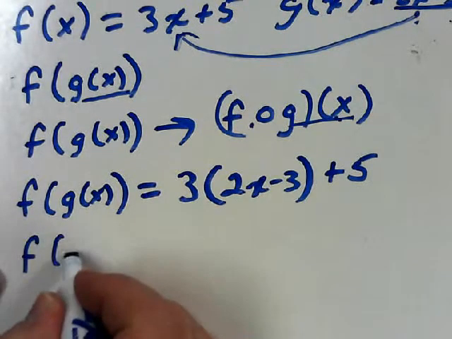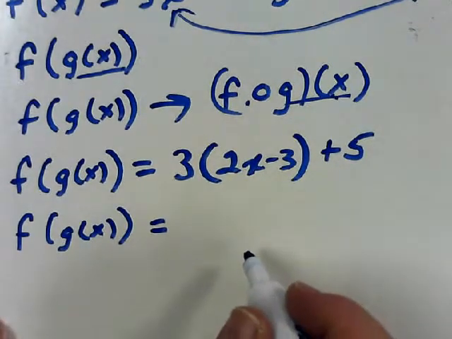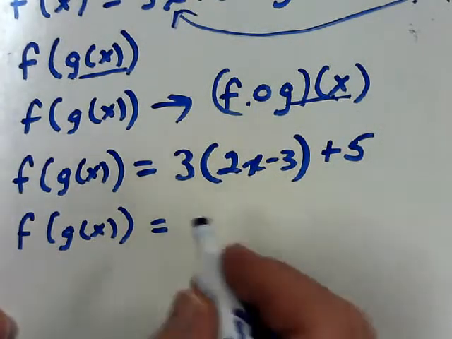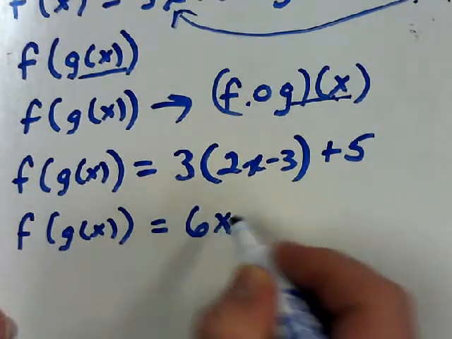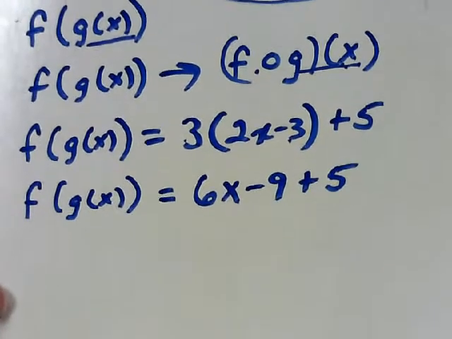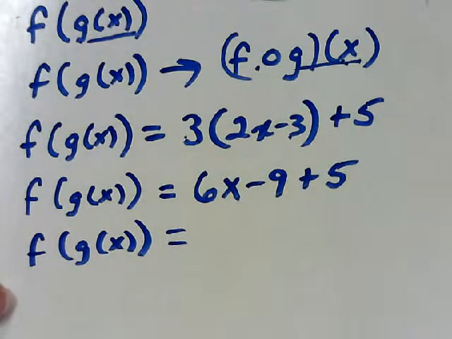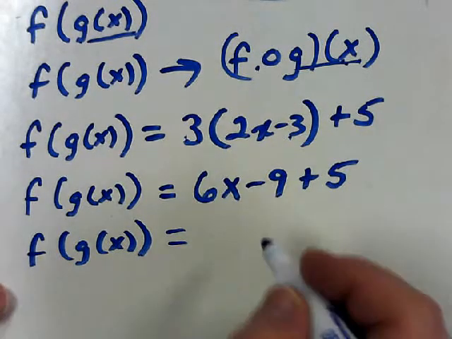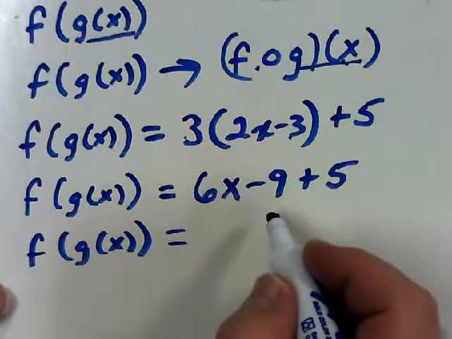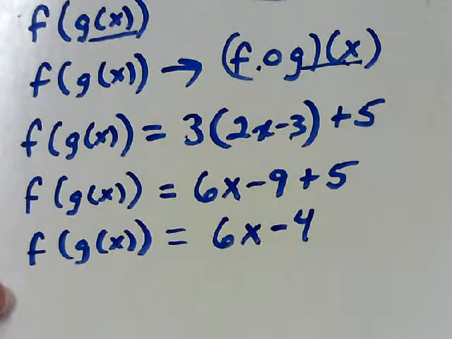So if I had f of g of x, if I simplified, the first thing that I would have to do is what property? Distribute. So I'd have to take 3 times 2x, which is 6x, 3 times a negative 3, get a negative 9, and then add the 5. So my f of g of x would be equal to, is there anything to add to the 6x? Is there anything that I can add to the negative 9? So I'd end up with 6x minus 4. Am I all right with that?